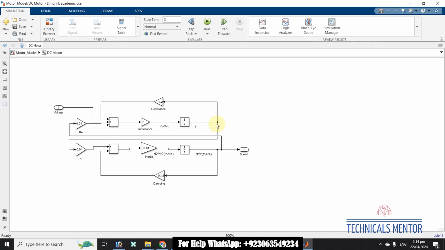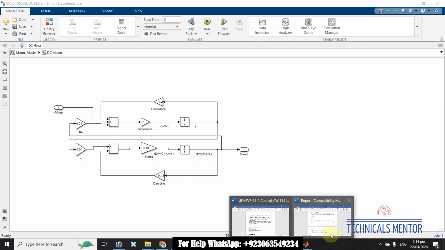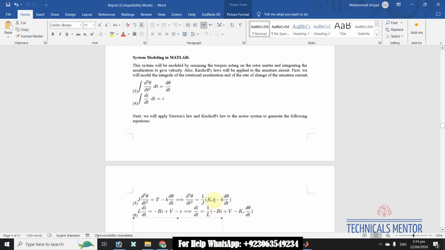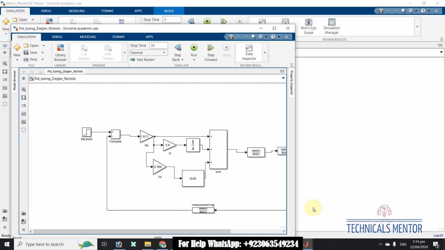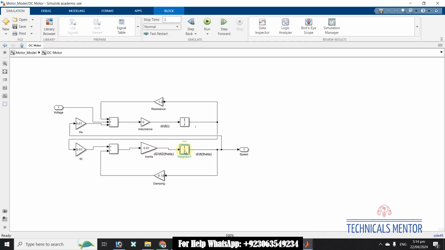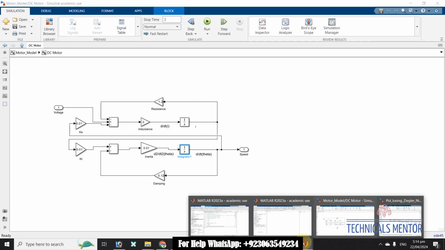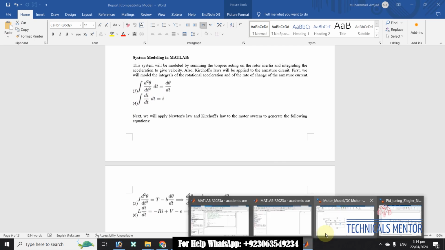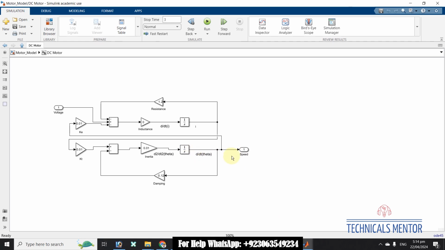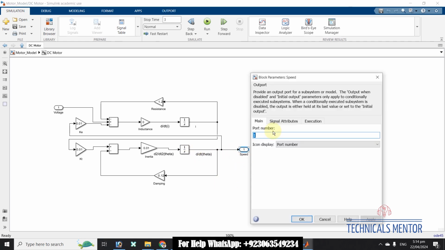After that, by getting integration, we will get Kt, and we will add Kt minus damping, just like this, Kt minus damping. Then we will add inertia as a gain, then we will again integrate, just like here we'll integrate, and we will get speed. This is the output block.